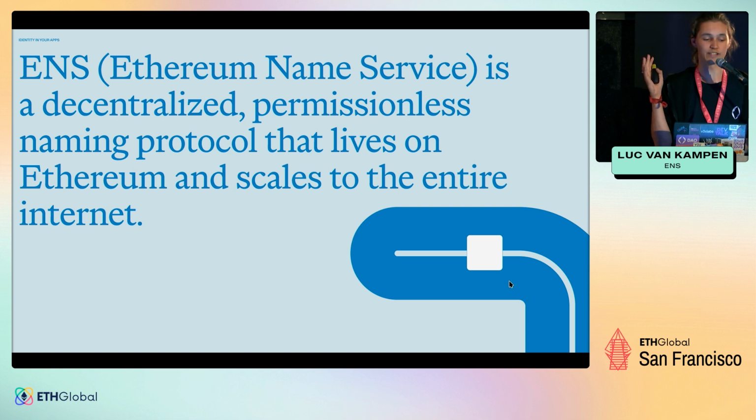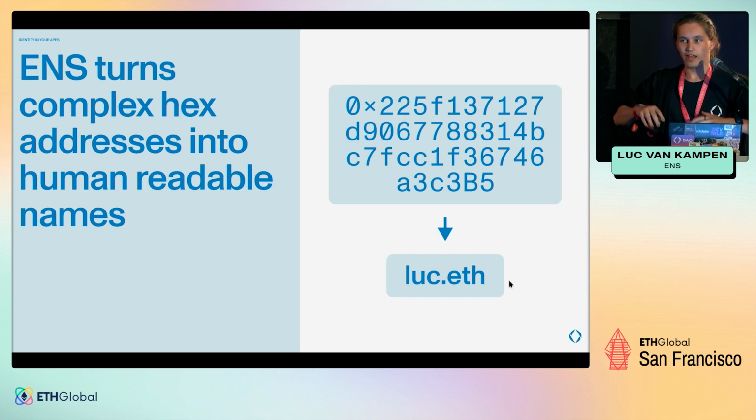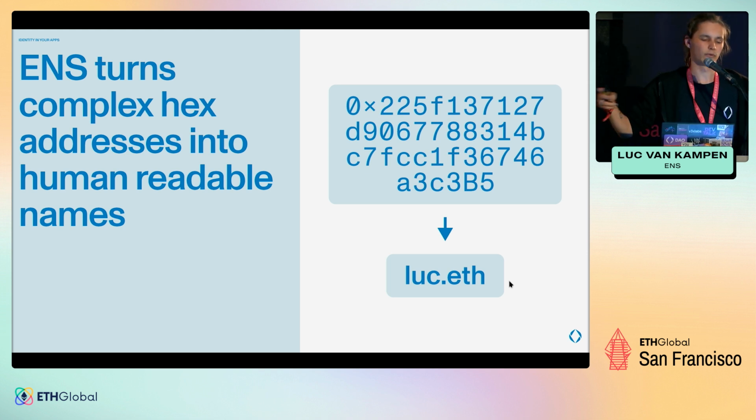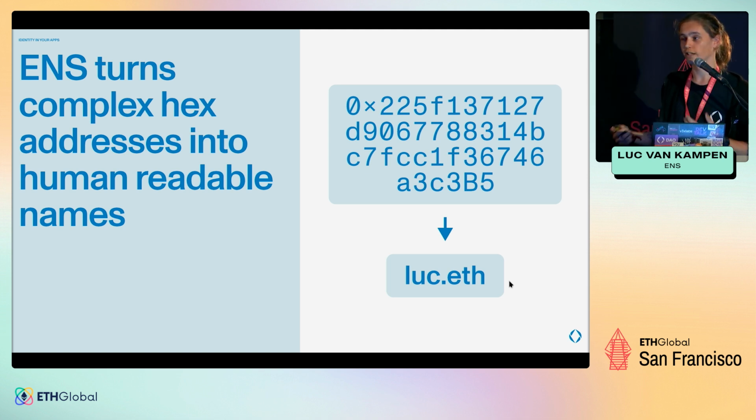Cool. So, for starters, what is ENS? ENS is super simple. ENS is a decentralized, permissionless naming protocol that lives on Ethereum and that scales to the entire internet. And so what that means is that ENS allows us to turn hex addresses like 0x225F13714, yada yada, C3b5 into human readable names like Luc.eth.